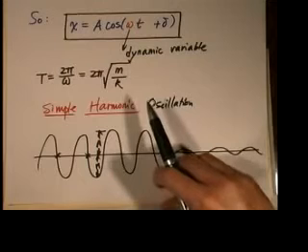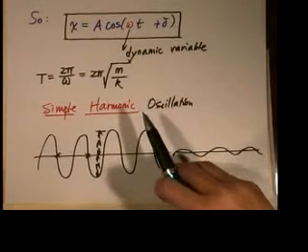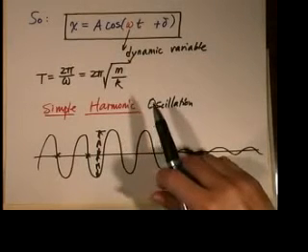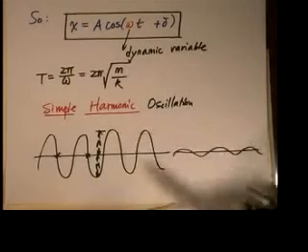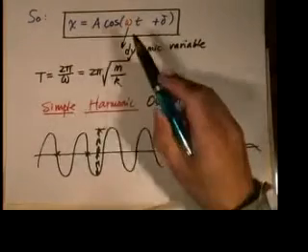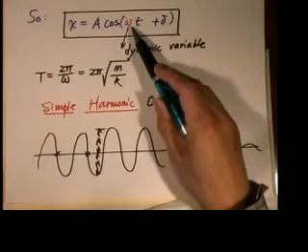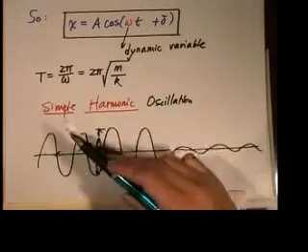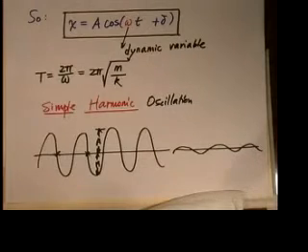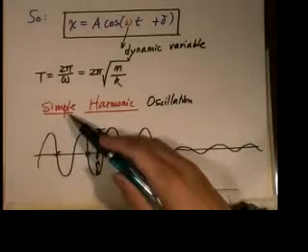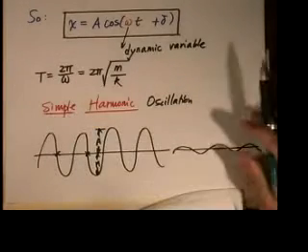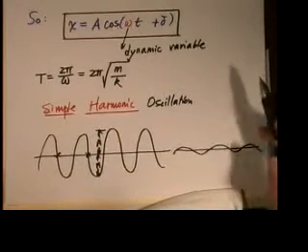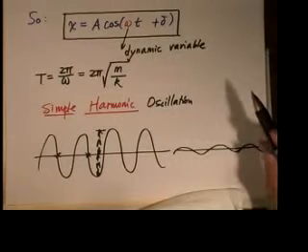One is, simple harmonic means a single frequency. It's not made of two different frequencies mixed together. There is only one frequency, omega, or period T, in it. So simple harmonic means having a single frequency. That's one meaning for it. And the other meaning, simple, means it is the simplest oscillation there is. That's why we call it simple harmonic oscillation.